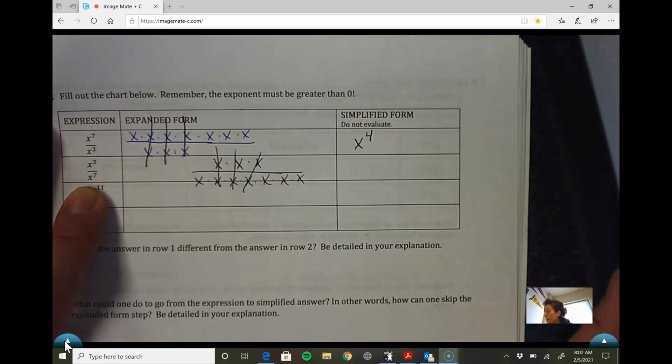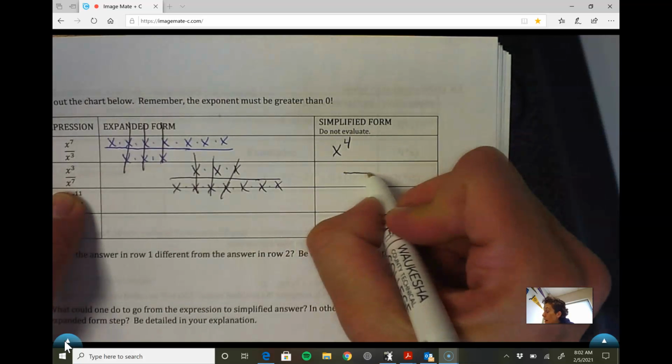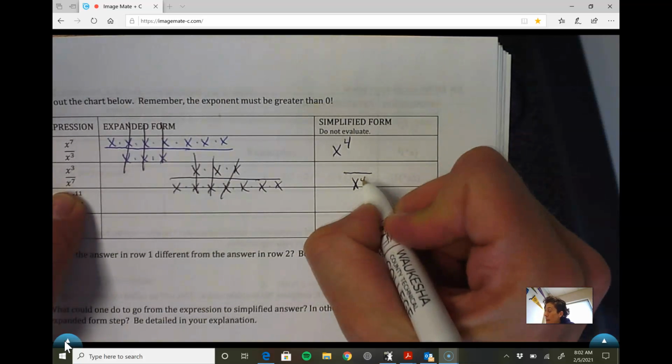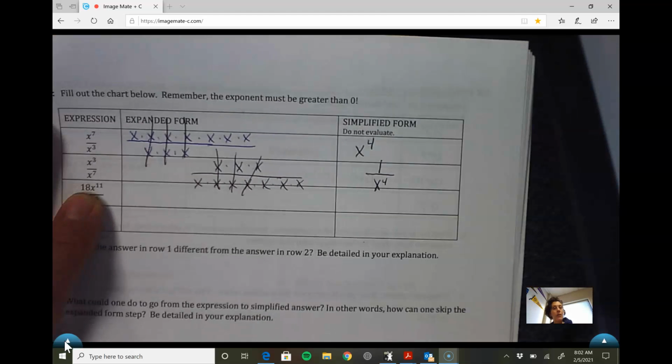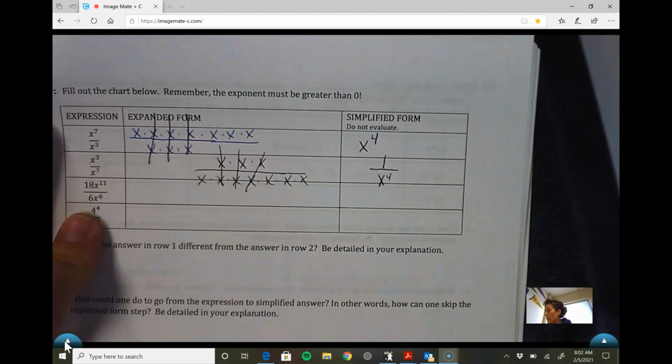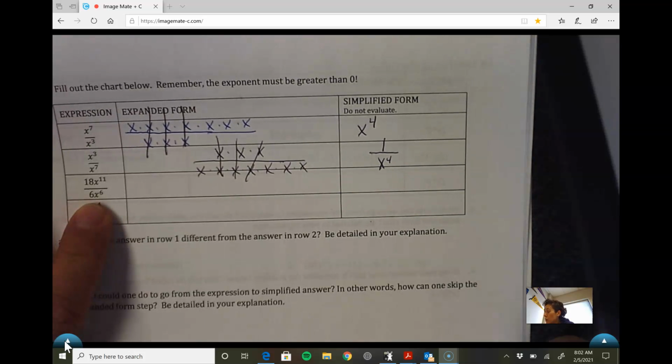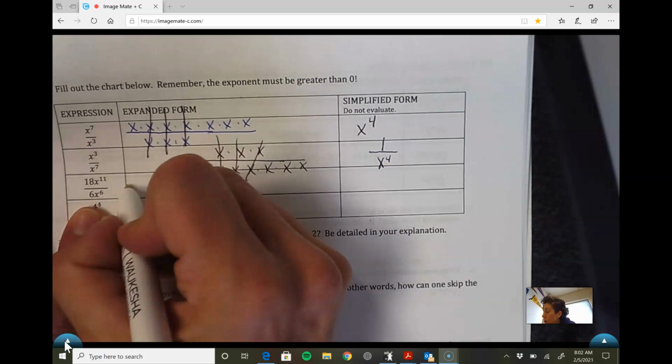And now when I take out 3 of them, I have 4 x's, but they're in the bottom. And to show they're in the denominator, I need something in the numerator, and we'll just put 1 in there to show that it's 1 over x to the 4th. When you start to put numbers in there, again, you can kind of do what I did before.